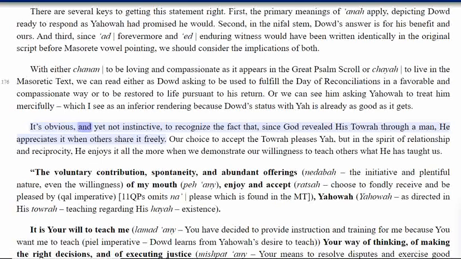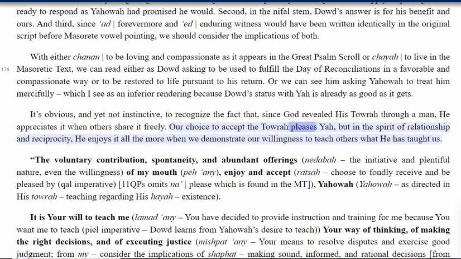It's obvious, and yet not instinctive, to recognize the fact that, since God revealed his Torah through a man, he appreciates it when others share it freely. Our choice to accept the Torah pleases Yah, but in the spirit of relationship and reciprocity, he enjoys it all the more when we demonstrate our willingness to teach others what he has taught us.